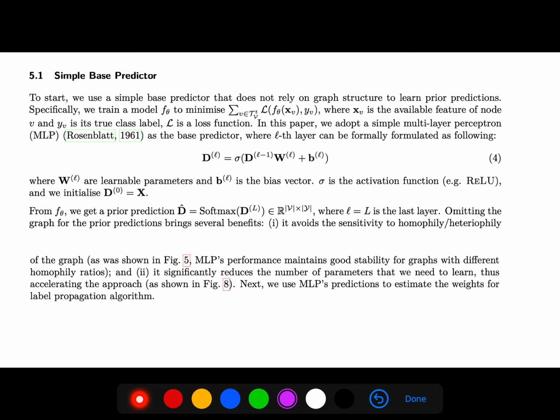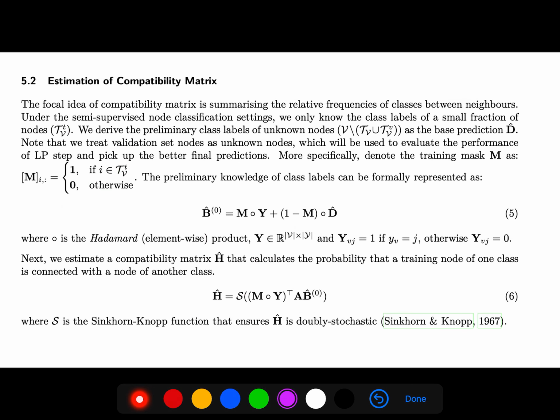But what is this simple Bayes predictor? It does not rely on graph structure to learn prior predictions. So we train a model to minimize that, where x sub v is the available feature of the node and y is the true class. So we adopt a simple multi-layer perceptron. So there is no graph structure here. But the focal idea of the compatibility matrix is summarizing the relative frequencies of classes between neighbors.